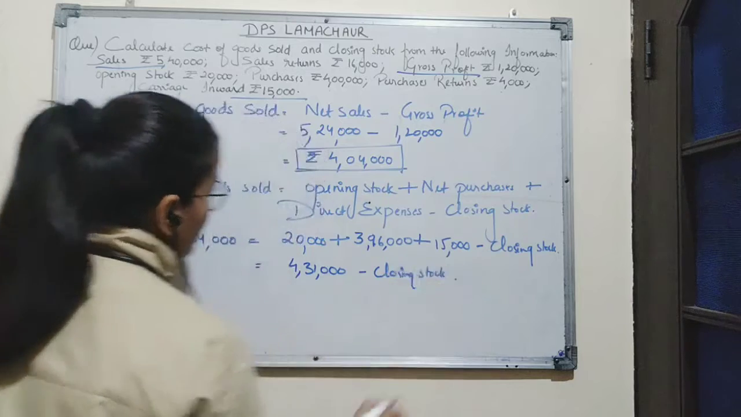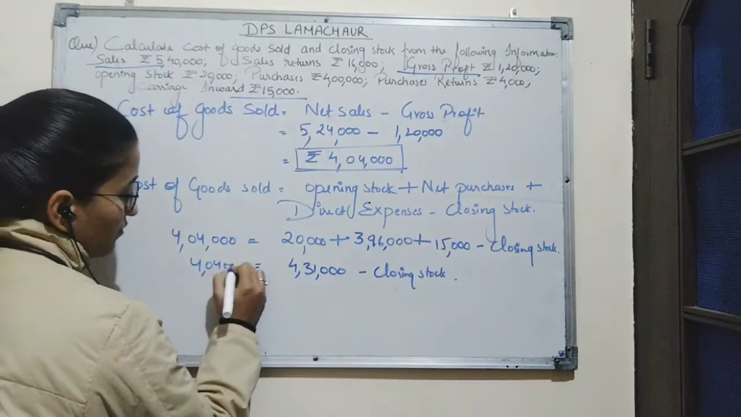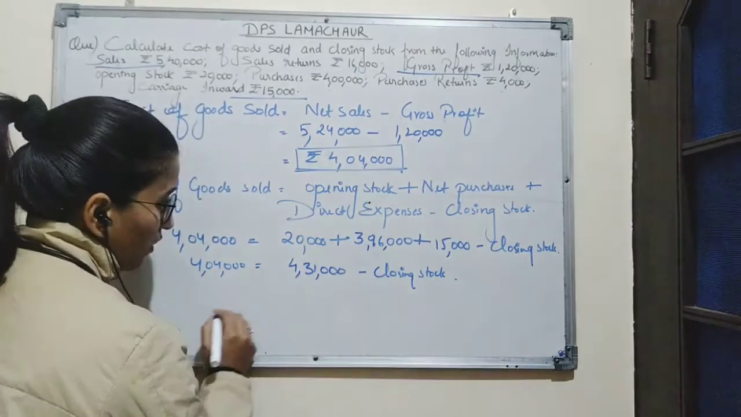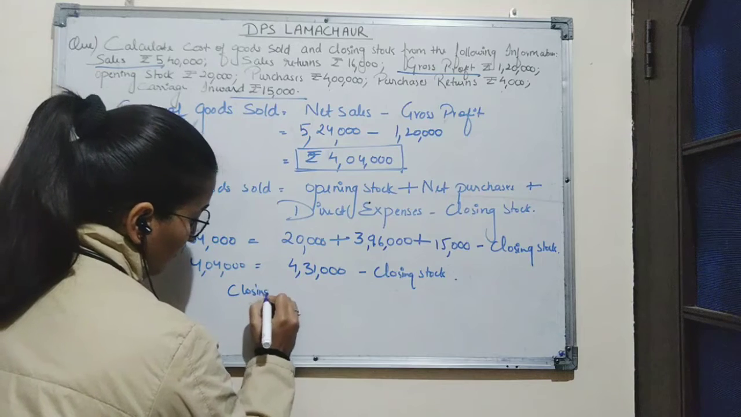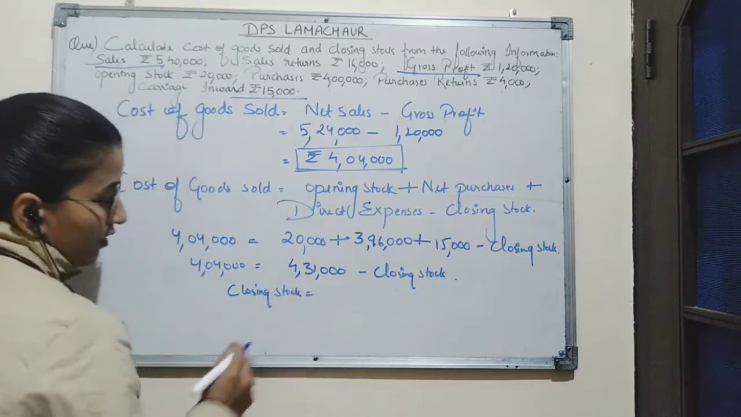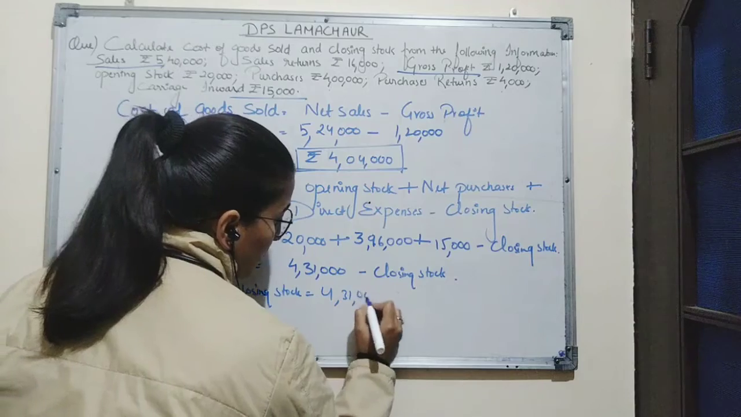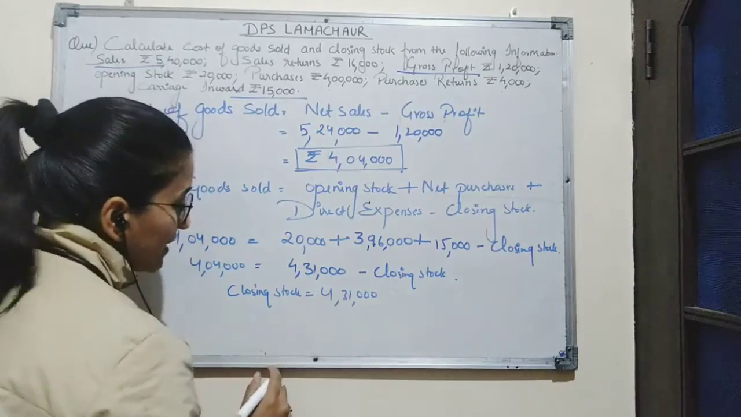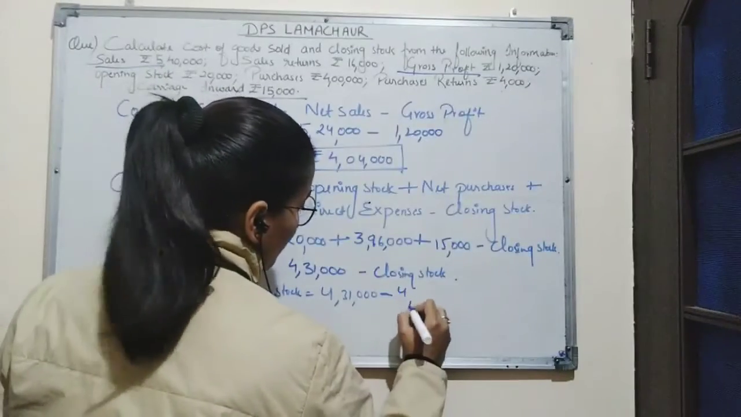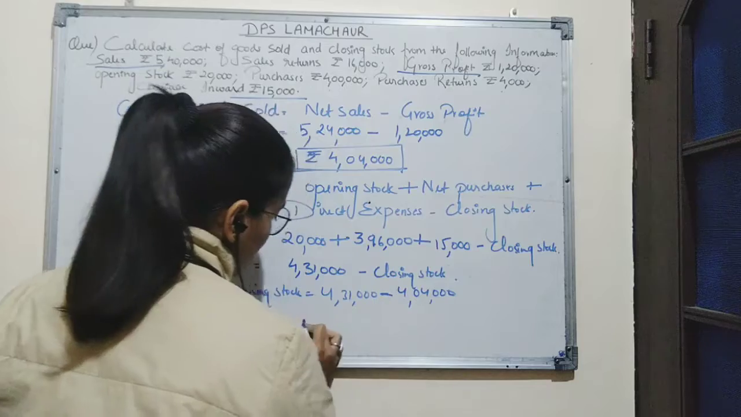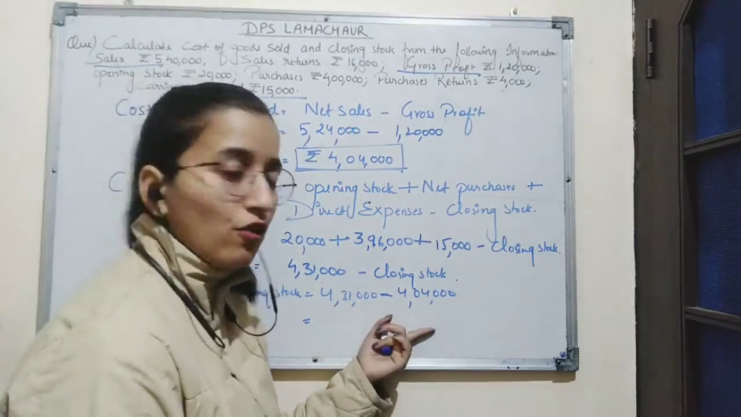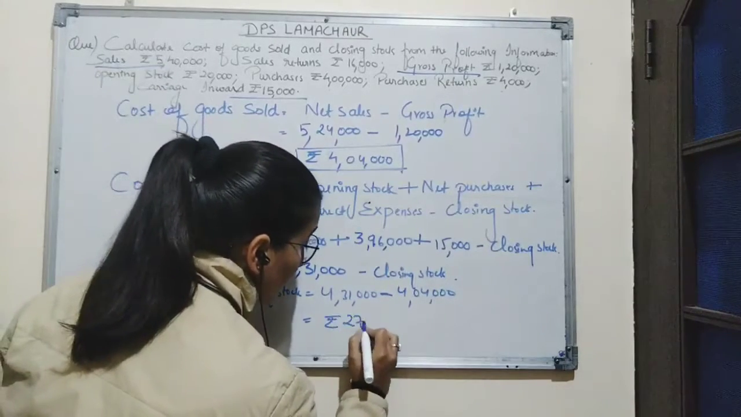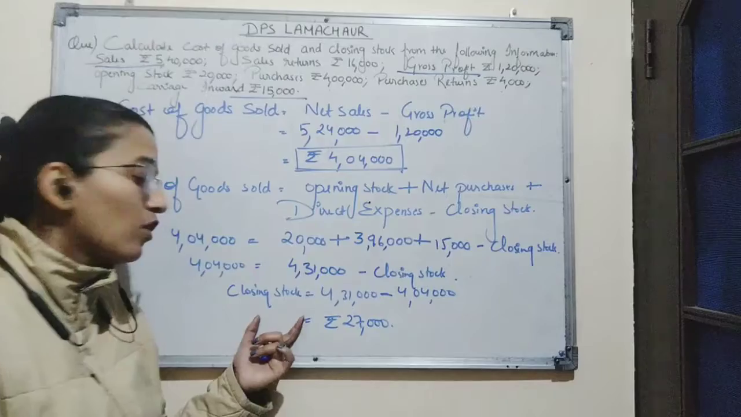Closing stock will remain as it is. Amount of cost of goods sold is 4,04,000. Now we will shift the closing stock here on the left hand side. 4,31,000 will remain the same in its place, and we will transfer cost of goods sold to the right hand side, minus 4,04,000. So by deducting 4,04,000 from 4,31,000, we get the amount rupees 27,000 as closing stock.